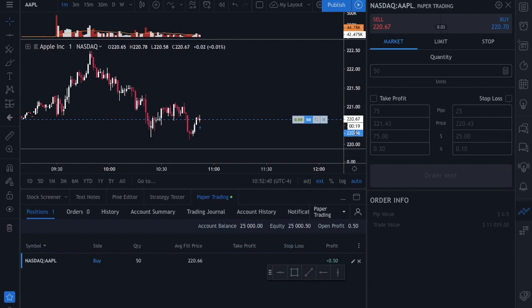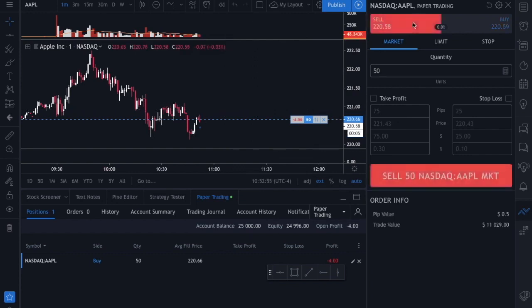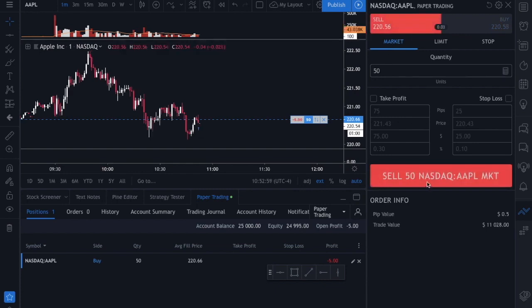So let's say that I'm in right now, and I think that Apple is going to go up, and I want to sell for a profit. So let's say that I want to sell if it gets to $221. Well, if I click the sell button and I use a market order to sell, it's going to sell immediately. That's what a market order does. It doesn't wait for a certain price to hit. So if I want to sell this stock at $221, I have to use a limit order.